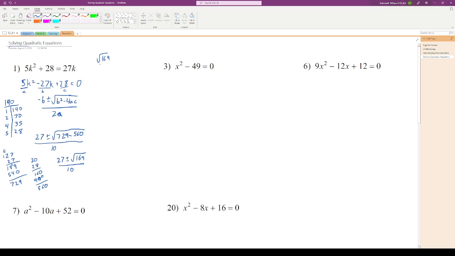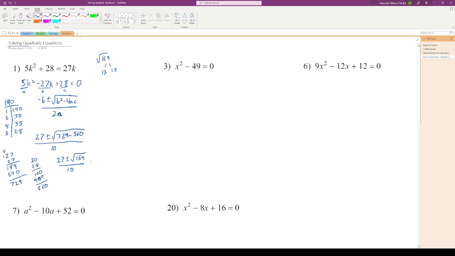13, I think it's divisible by 13. So 13 times 13. That's a perfect square. We probably should have known that. I'm not always good with my perfect squares. We only had to memorize through 12 when I was in school. So 169 is the perfect square of 13.